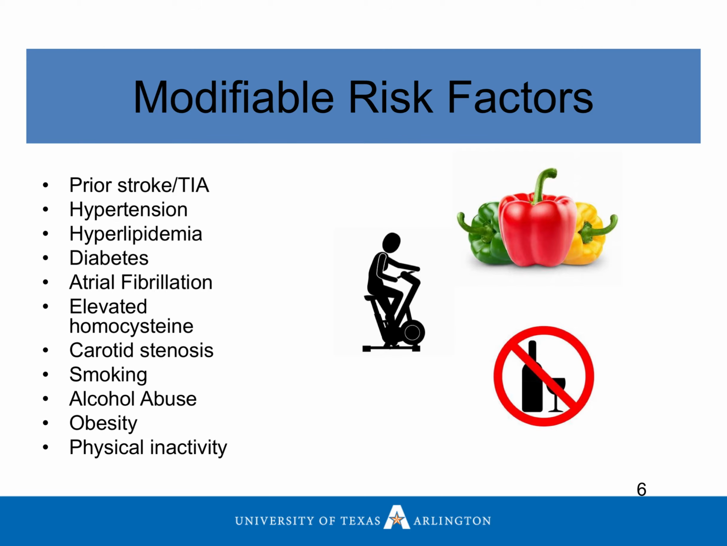Homocysteine is an amino acid that our body produces, and having high levels is thought to be toxic to the vessels. So it increases the likelihood of having stenosis and stiffening of the vessels. And then carotid stenosis, smoking, alcohol abuse, obesity, and physical inactivity.